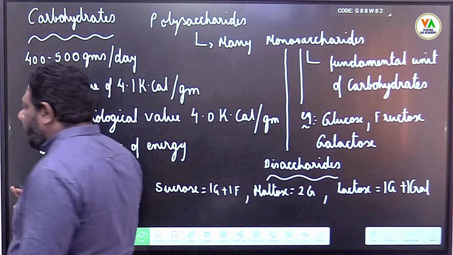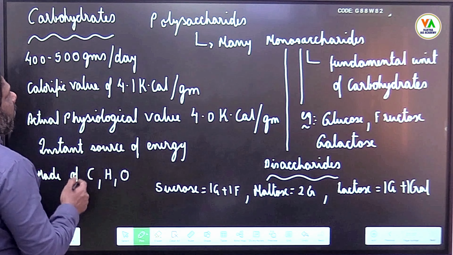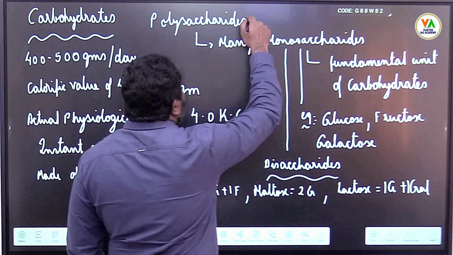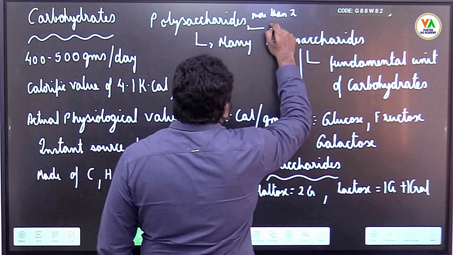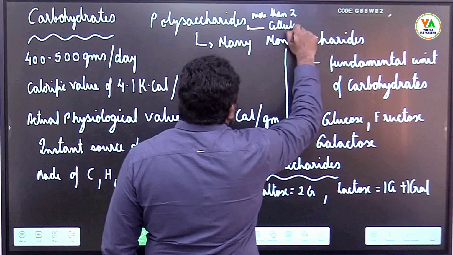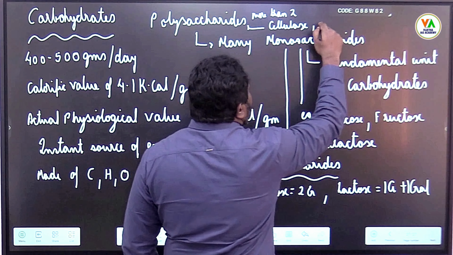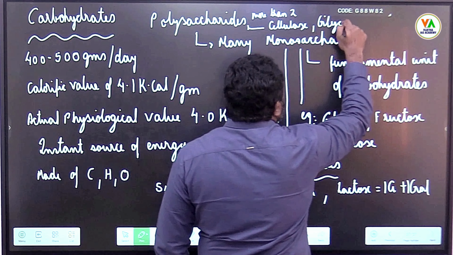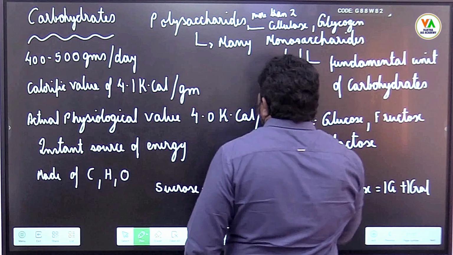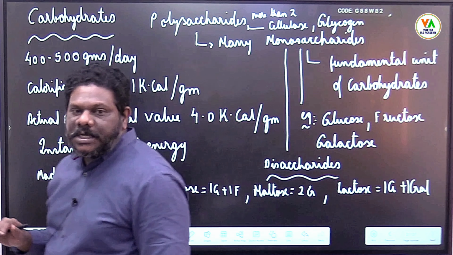So more than two can be called polysaccharides. Examples of polysaccharides are cellulose, which is a reserve food material in plants, and glycogen, which is the reserve food material in animals, isn't it?